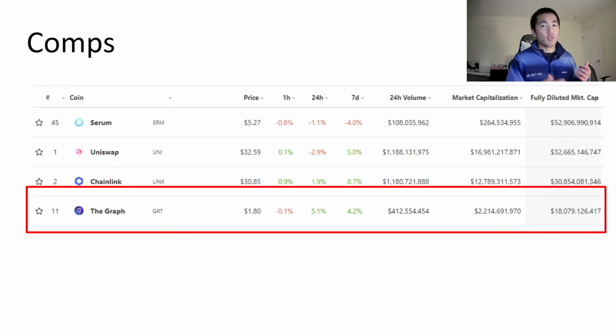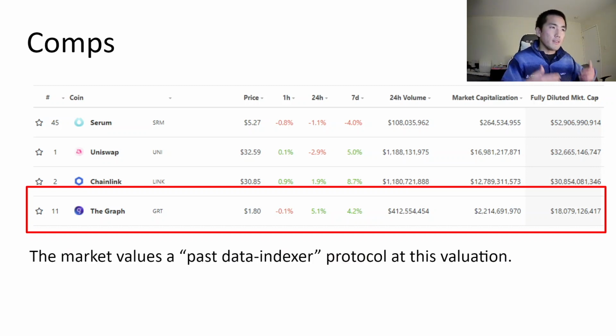So we see that The Graph here is the fourth largest DeFi protocol, looking at the fully diluted market cap. Right now, their market cap is 2 billion, and the fully diluted is 18 billion. Now, you can't just look at this and be like, oh my god, The Graph is overvalued. And you can't be like, oh my god, Parsiq, it's getting 50x from here. No, you can't say that. I'm just saying that I currently observe that the market is valuing a past data indexer protocol at this valuation.